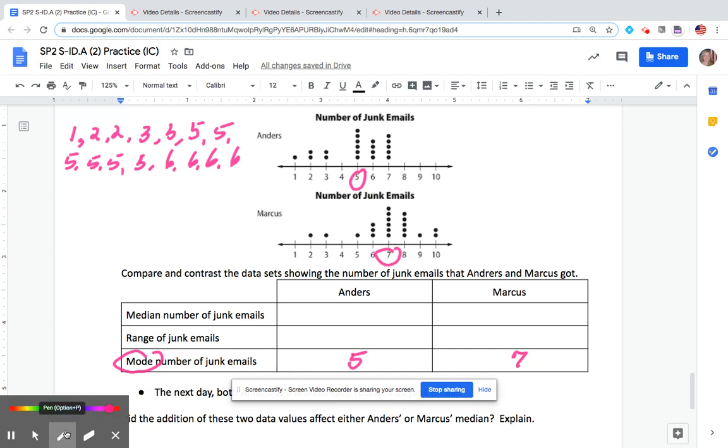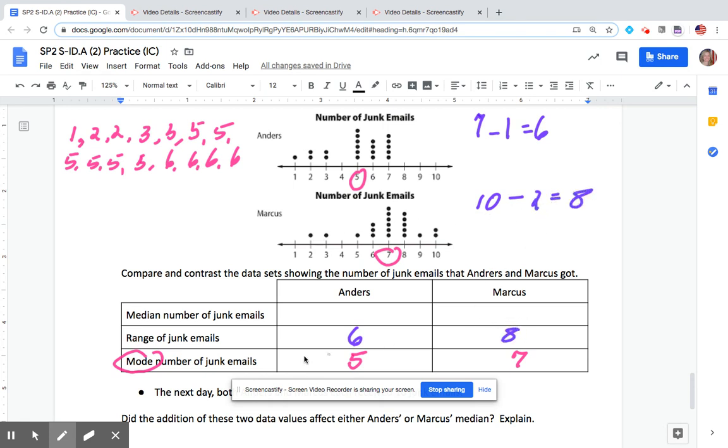Now the range of junk emails is going to be your high data value. For Anders, it's 7 minus your low, which is 1. So your range is 6. For Marcus, his high is 10. That's the most junk emails he got in any one day. The fewest he got was 2. So his range is 8.